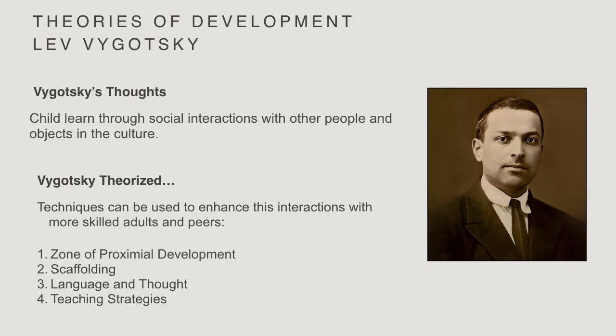For Lev Vygotsky, his thoughts are that we learn socially, with interactions with other people, with interactions with different objects, and within our culture. We have talked about Lev Vygotsky's theory about the zone of proximal development, scaffolding, and we'll look more at language and thought and teaching strategies.